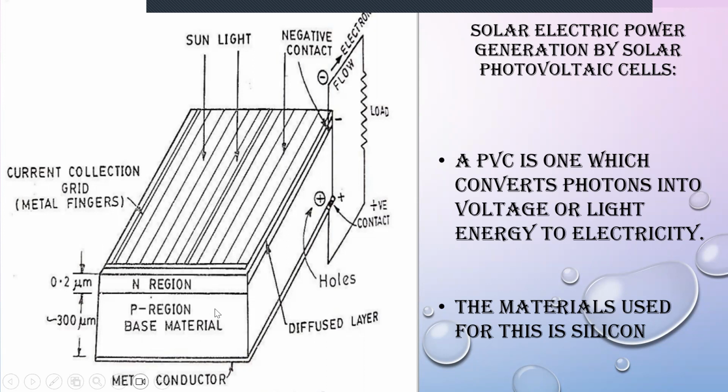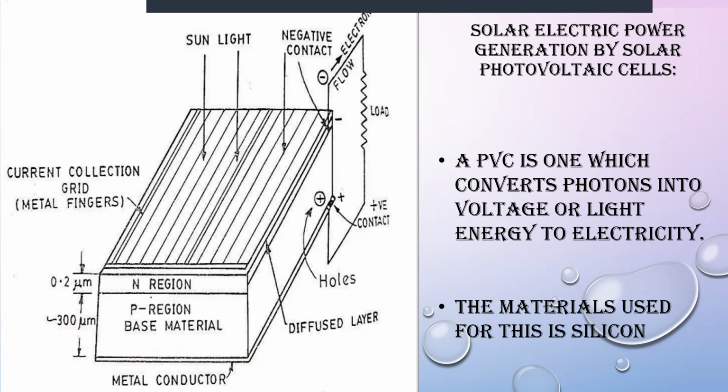This positively charged hole will attract the negatively charged electrons from the top layer, and through this an external load is connected to the cell. So the positive and negative layers, when attracting each other, form a potential across it, and because of that, when the solar energy falling on the PV cell is absorbed, electricity is generated, right?